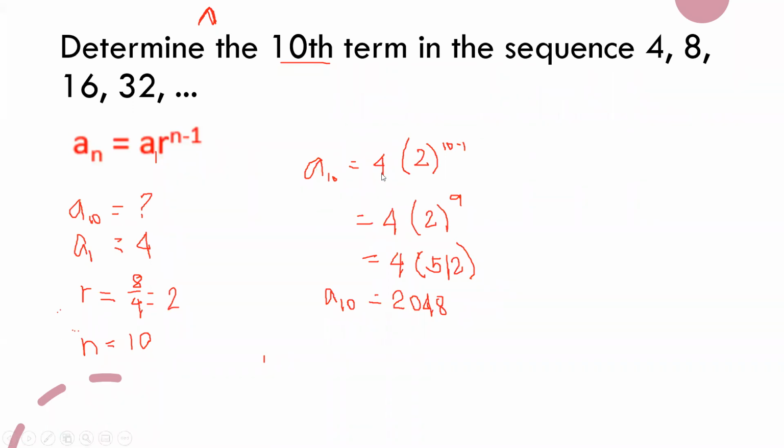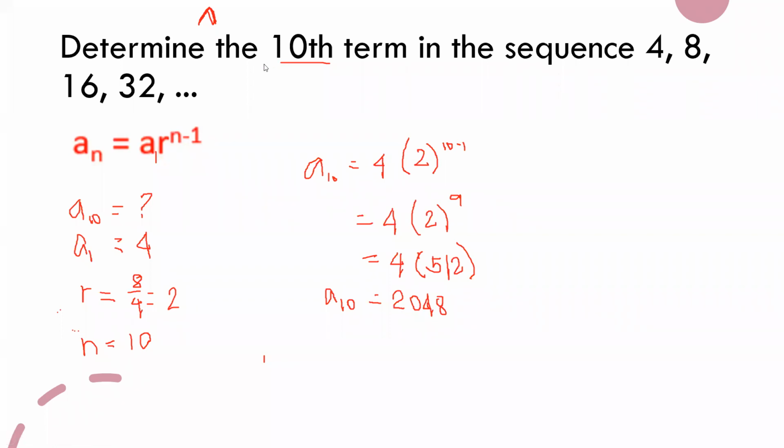So we substitute: a sub 10 equals 4, which is the first term, times 2, which is our ratio, raised to 10 minus 1. It becomes 2 raised to 9, because 10 minus 1 is 9. We look for 2 raised to 9, or 2 multiplied nine times. The result is 512. Then multiply it by 4. Then we have a sub 10 equals 2,048.